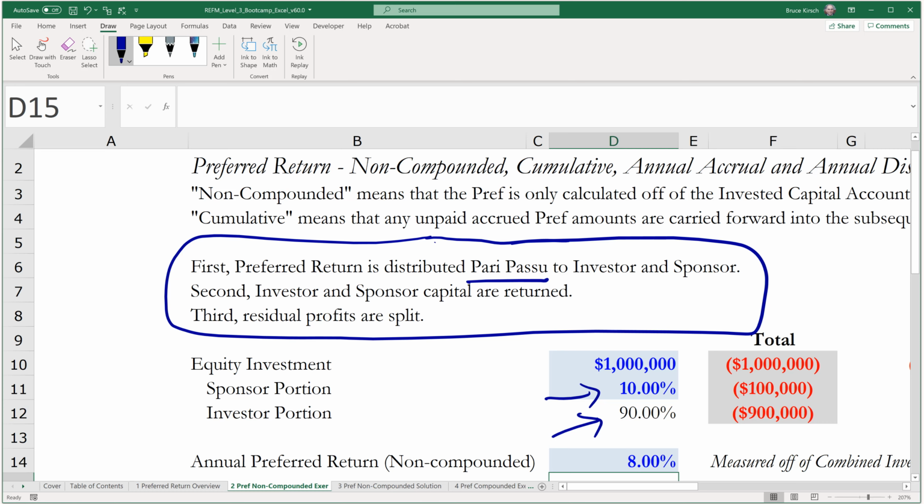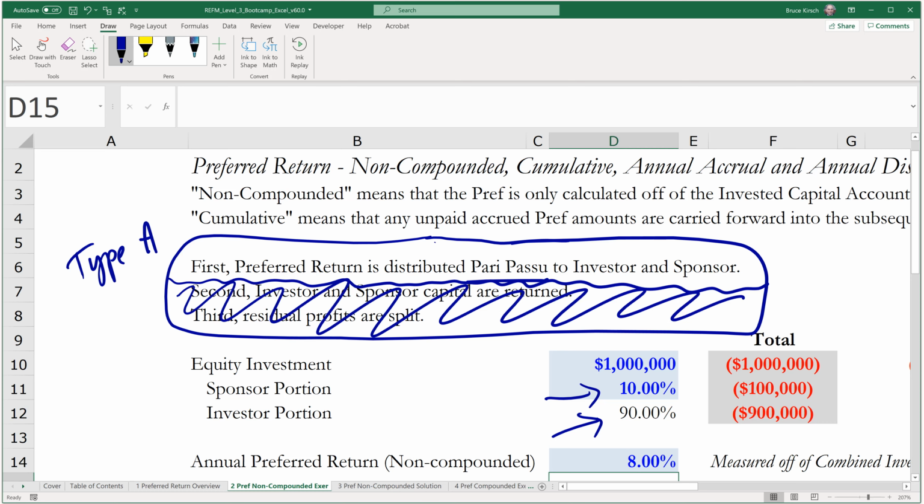Since we're just looking at payment type A on this sheet, we're just going to concern ourselves with the top portion here and make sure that we have a good grasp of that. And as we said, we'll then layer on the other payment types as we move forward in the lesson.